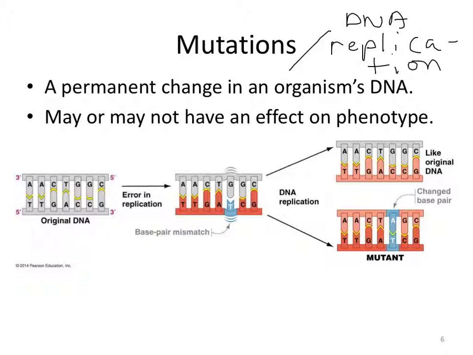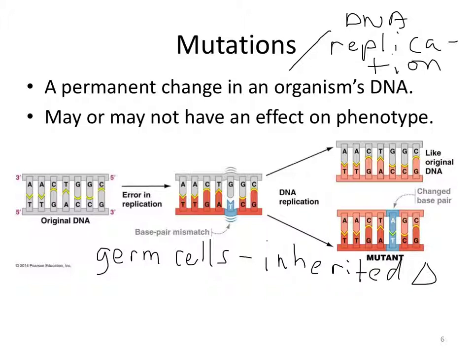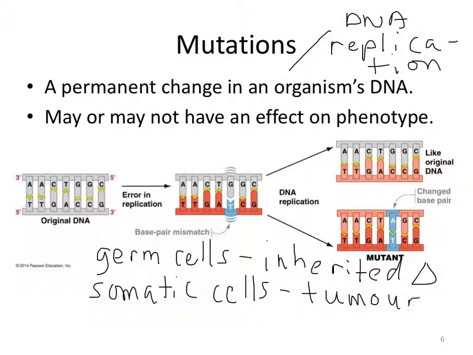If you have a mutation in germ cells, those are the cells that give rise to sperm and egg, for example, in a mammal such as ourselves, then it's inherited. If you have a mutation that occurs in somatic cells, then it's not inherited, but you have something like a tumor or cancer.